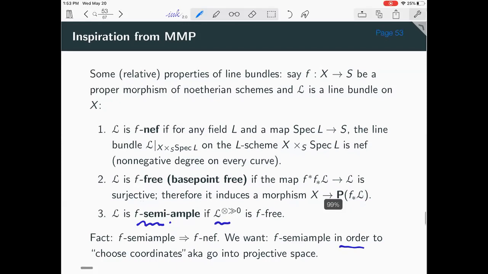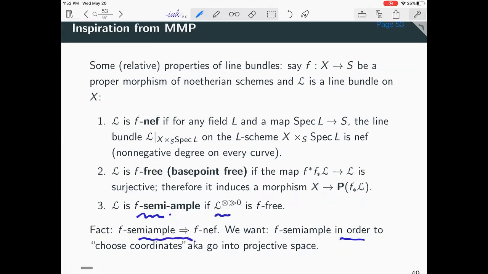And in fact, if you're semi-ample, you're this thing called f-nef. And one of the basic questions you want to ask is, when can I go from f-nef to f-semi-ample? If I have some f-nef bundle, which is some property about how you intersect curves running in X, you want to know if you can find a map to projective space.